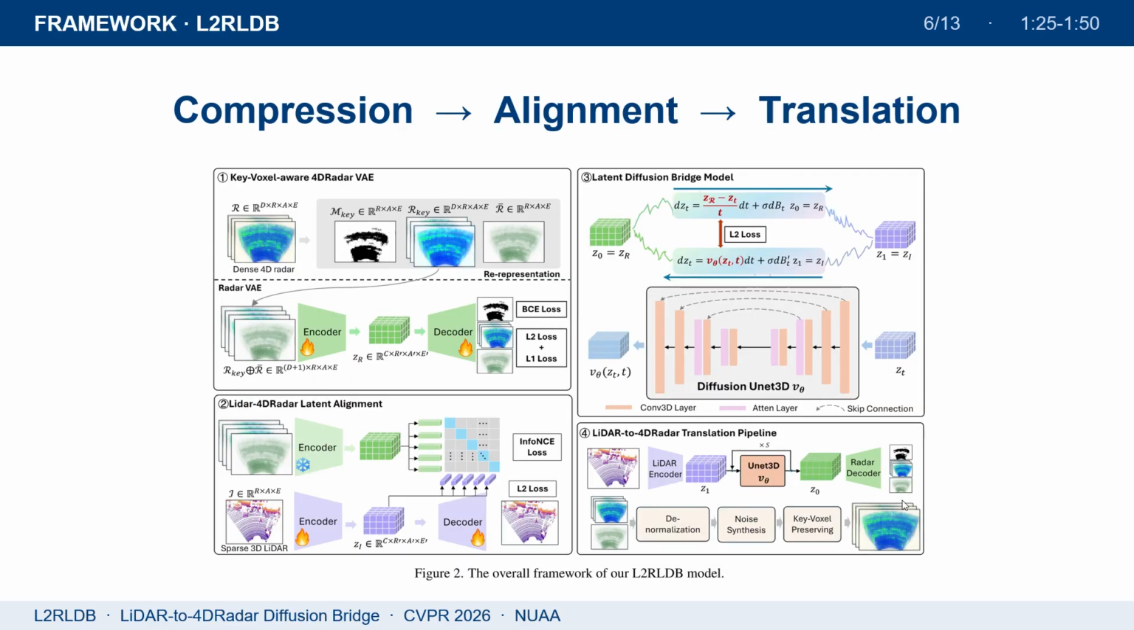Our framework, L2RLDB, addresses these in three stages. First, we compress 4D radar into a compact latent space. Second, we align LiDAR into that same latent space using contrastive learning. Third, we translate between them with a Brownian diffusion bridge. Let me walk through each stage in turn.